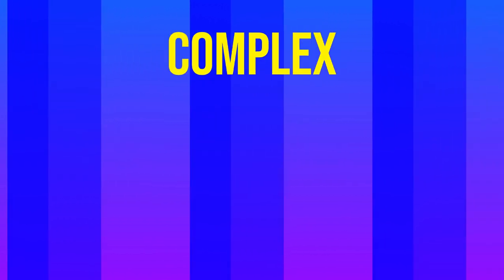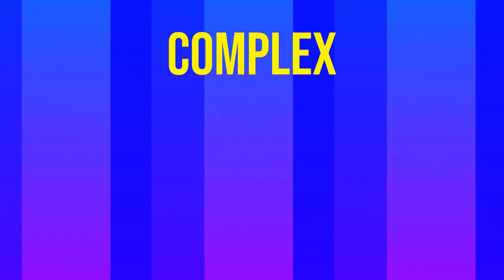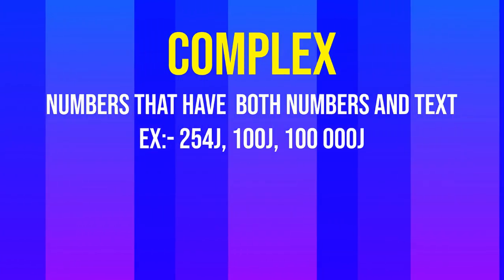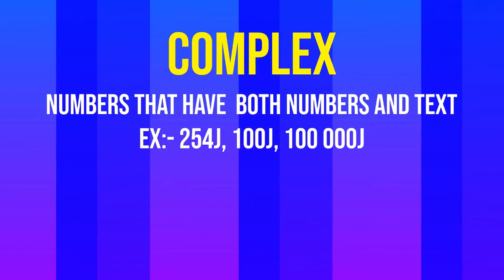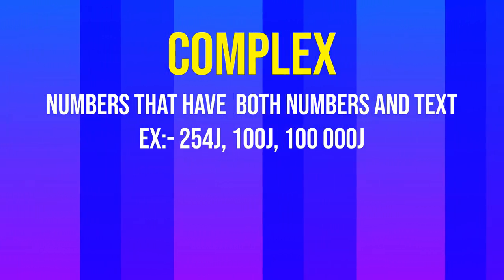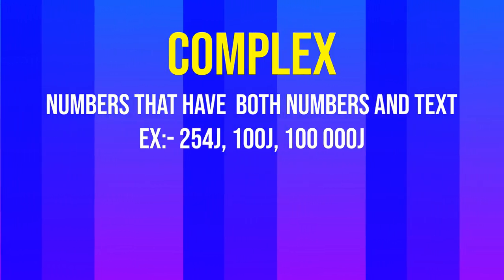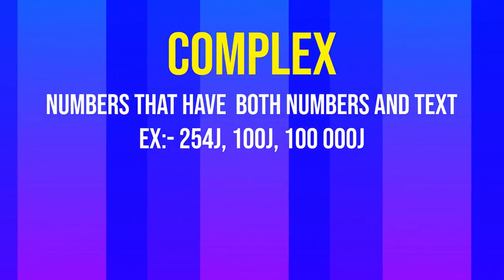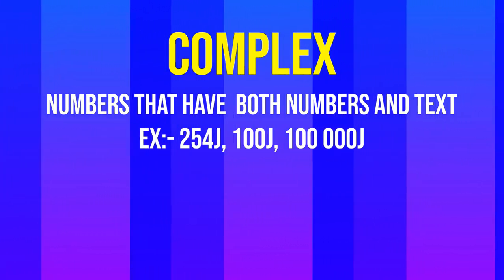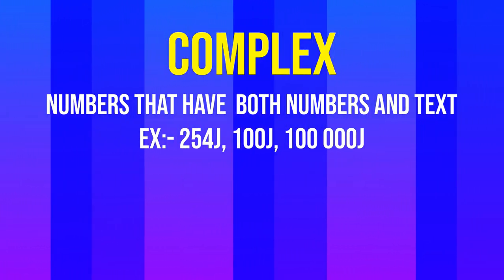The last one is complex variables. You can put both numbers and text inside that variable. By the same procedure, if there are both text and numbers, Python will identify it as complex. Okay, now you know about the number type variables, so let us move to the theory part of number type variables.